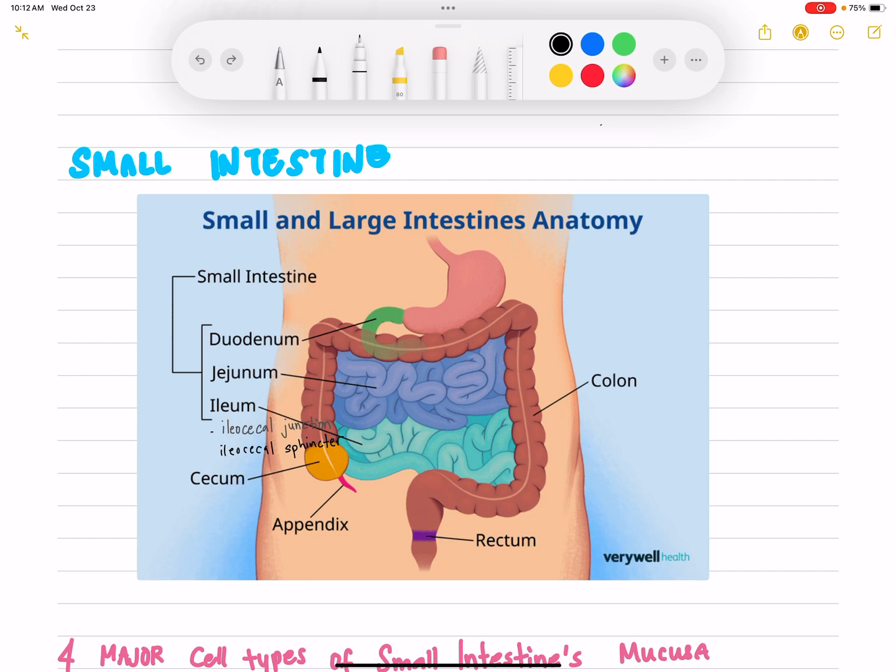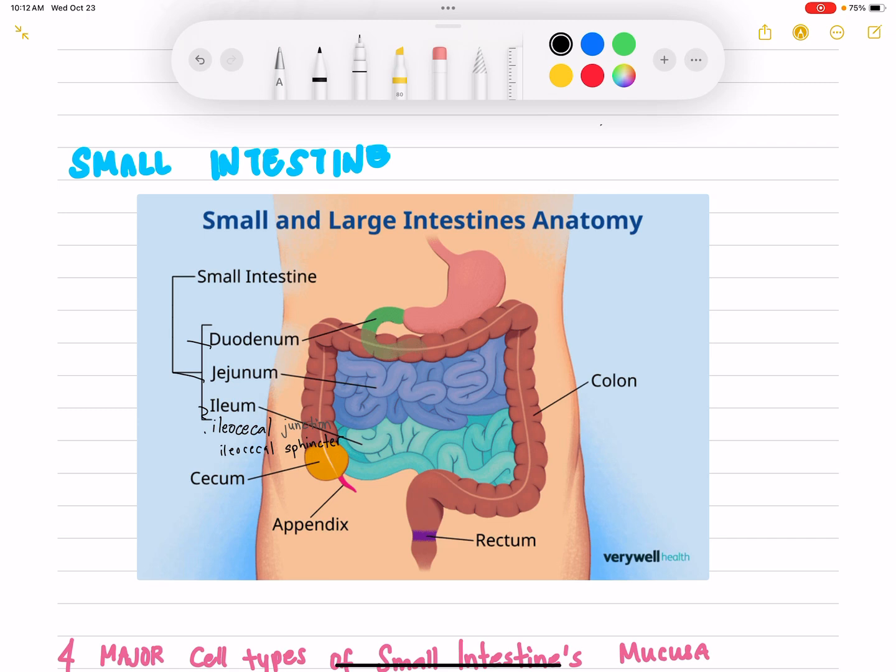Okay, so sa small intestine naton, may 3 parts kita. May ginatawag nga duodenum, jejunum, and ileum. So, sa duodenum, about 25 cm long ang duodenum naton, where the common bile duct and pancreatic duct empty. May ginatawag man kita nga duodenal glands, mucous glands in its submucosa which open into the base of intestinal glands.